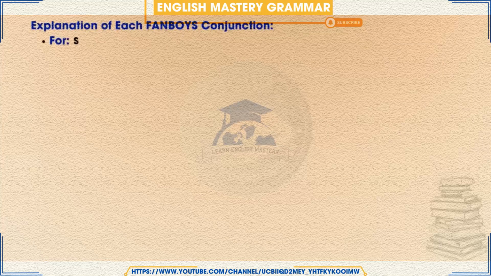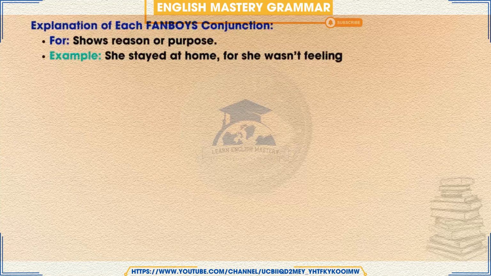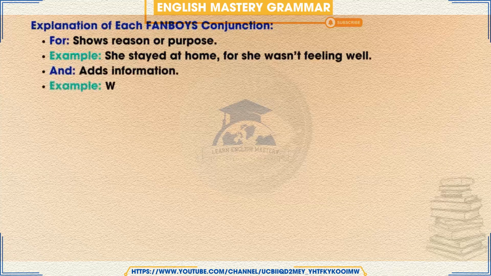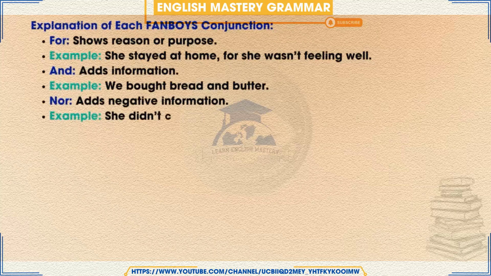For shows reason or purpose. Example: She stayed at home, for she wasn't feeling well. And adds information. Example: We bought bread and butter. Nor adds negative information. Example: She didn't call, nor did she text.